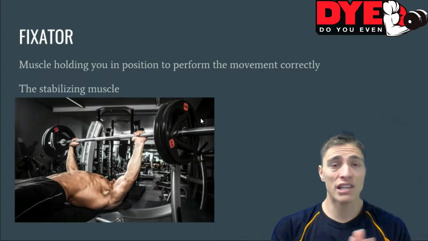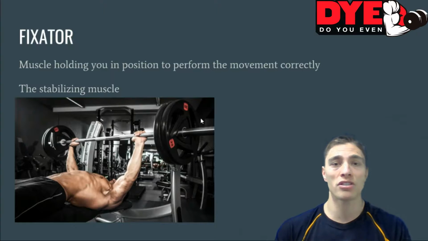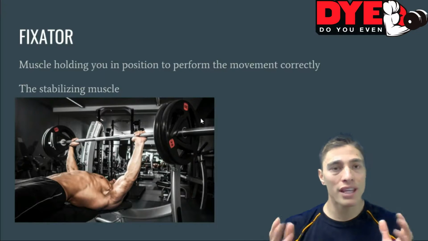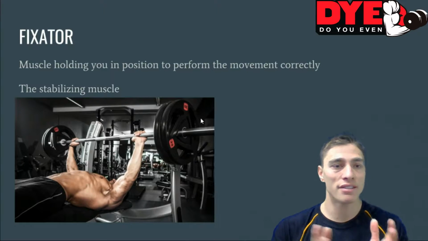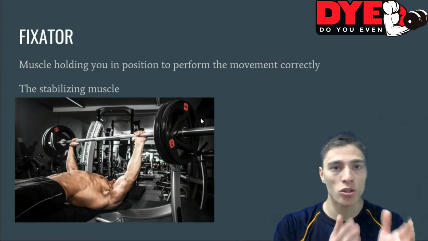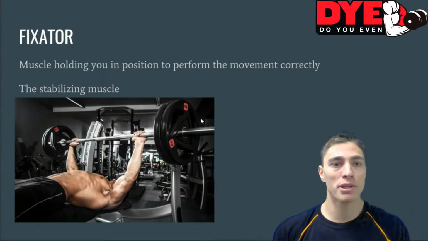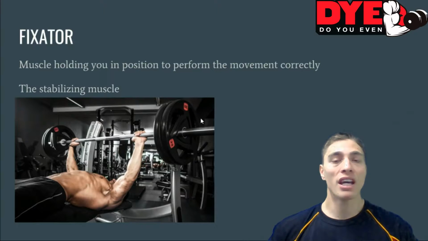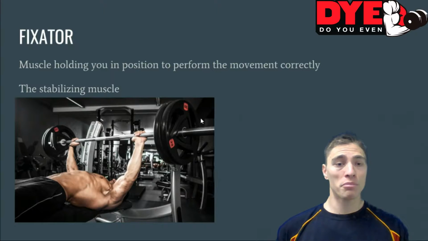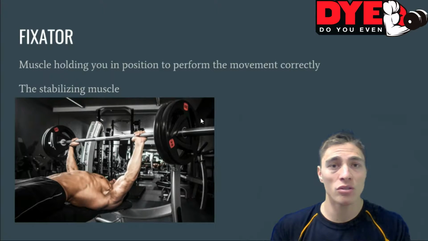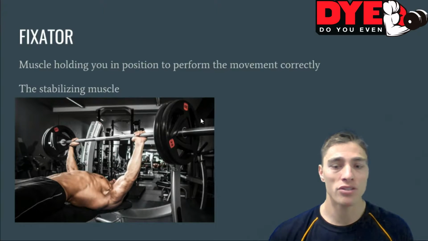Fixator. A fixator is a muscle that holds you in position to perform the movement correctly. So the easiest way to think about it is the stabilizing muscle. Fixator fixes you in place. Looking at our bench press, you can see his abs fired up, holding him in place so he can perform the movement correctly, where if his abs didn't do that, he may fall off the bench.